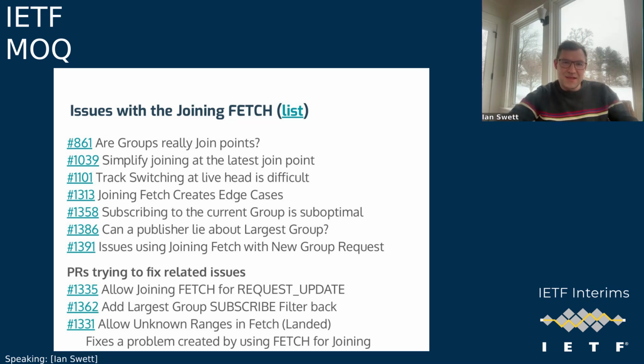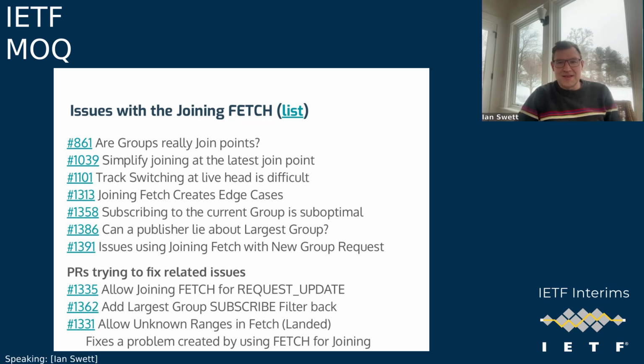And I think the other thing that's worth discussing is, we have an outstanding PR to fix request update to allow you to do joining fetch with it. Clearly, if we keep joining fetch as is, we need something like that, or at least it's helpful to have something like that. We also, in the past, added unknown ranges in fetch, which I'll mention a little bit in a moment. Given the current design we have, that's a good optimization because it avoids you getting stuck on objects that don't currently exist basically indefinitely.